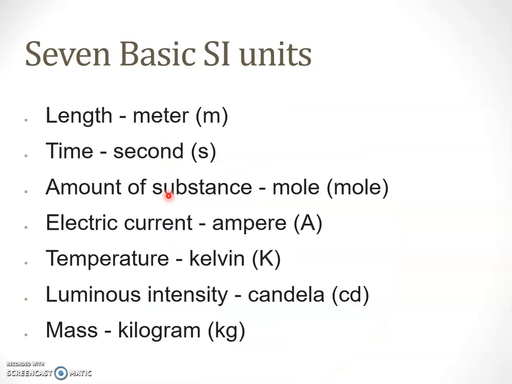These are the different physical quantities we are measuring using these units. The unit of length is meter. Meter is a predetermined length. Then time is expressed in seconds. Amount of substance is expressed in moles. The electric current unit is ampere. Temperature is measured in Kelvin. Luminous intensity is expressed as candela, and mass is expressed as kilogram. These are the 7 basic SI units adopted.